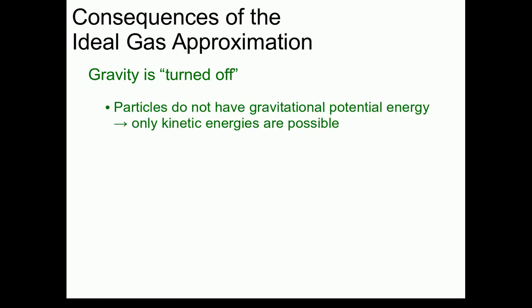Let's explore the consequences, however, of this ideal gas approximation. So, first, we've turned off gravity. What effect does that have? Well, without gravity, the particles have no gravitational potential energy. Only kinetic energies are possible. There's no g for the mgh.